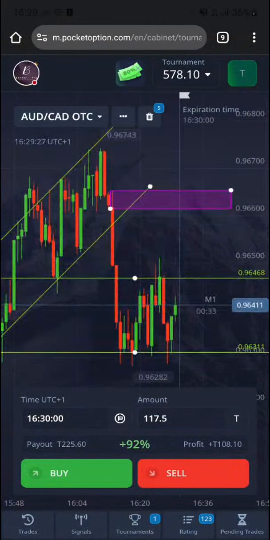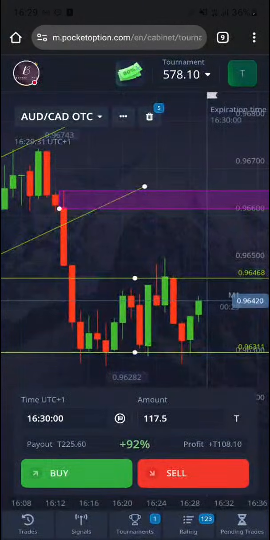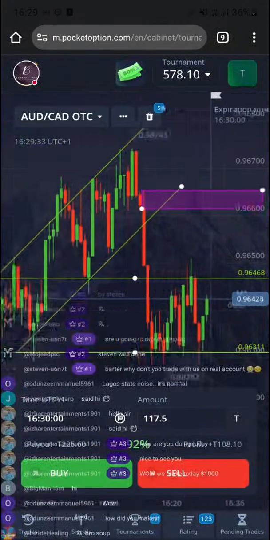Let me check that market. Okay, market hasn't come here. Now you see the market is ranging between this area.